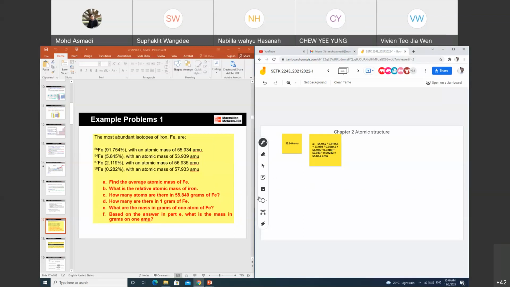So the answer in E, divide by A, because A is in AMU, and this one is in gram. So you can get the answer for M. Okay, easy, isn't it?